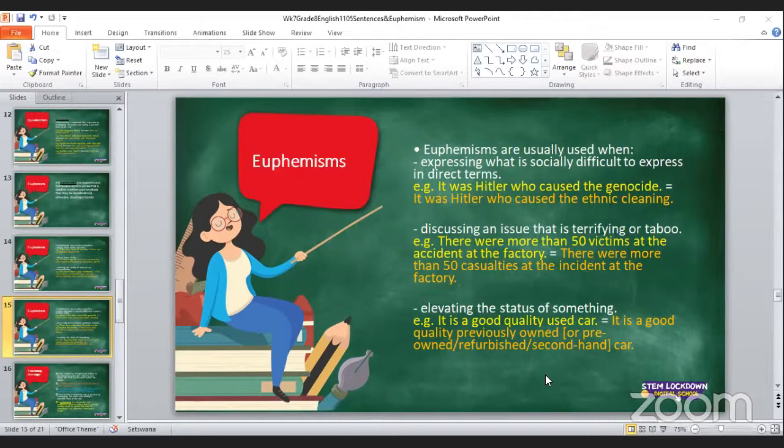You will see that we really need to use euphemisms as human beings, so that we can spare other people's feelings and be able to communicate what we want to communicate. So that is the end of our lesson. If you have a question, please ask.